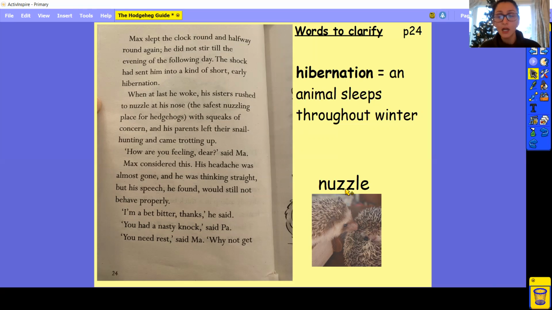And we have the word nuzzle. Can you say the word nuzzle? Your turn. Well done. Nuzzle means when you nuzzle up to something. You may have two animals who get really close to each other and they start to have a bit of a cuddle with each other. So what I would like you to do, you are going to pause me and you're going to have a read of this section here. Okay, off you go.